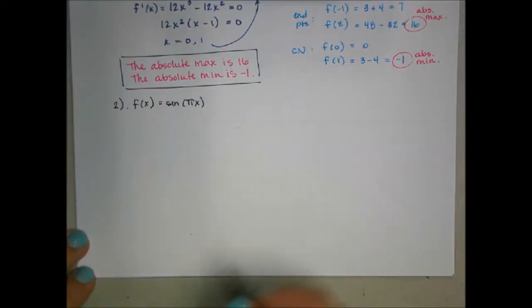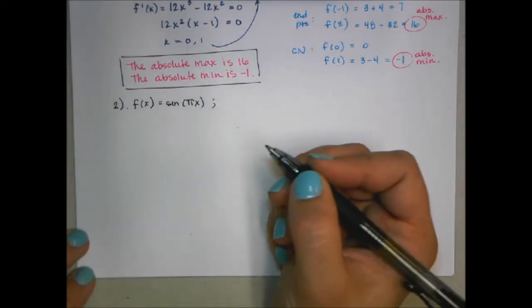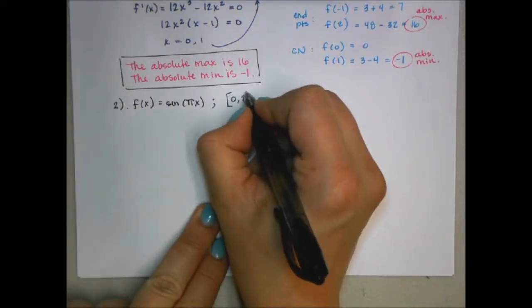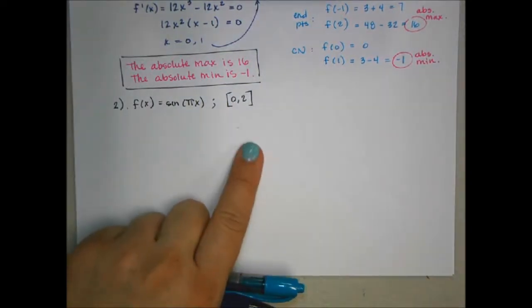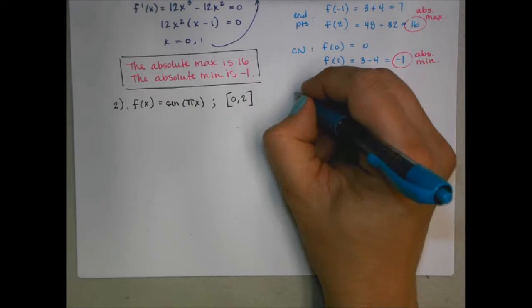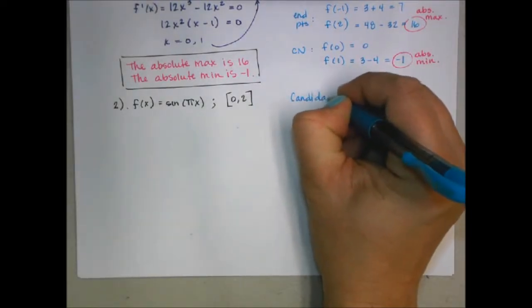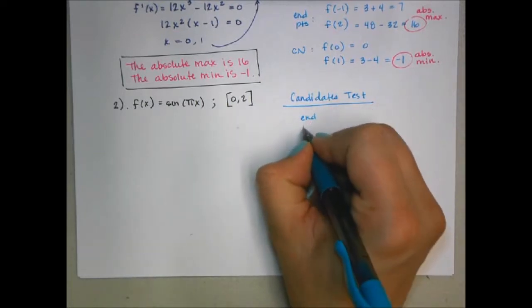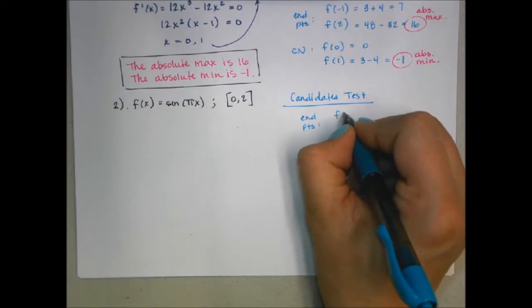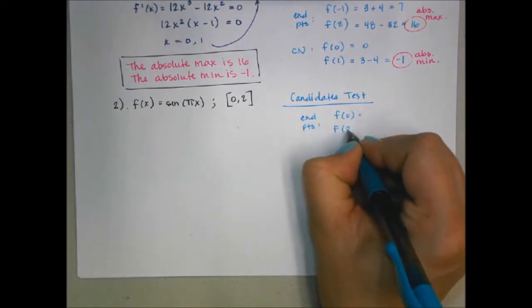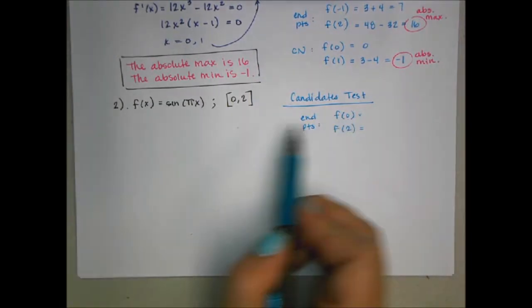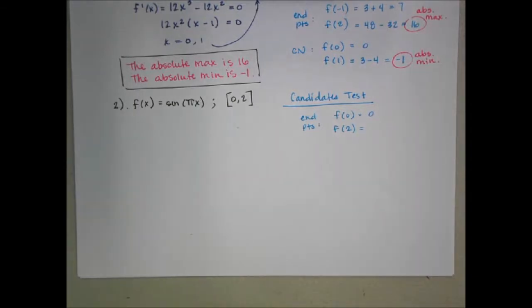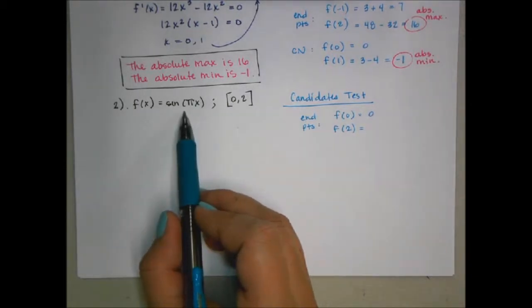We have sine pi x. Now sine is a continuous function for all reals, so we are going to be dealing on a closed interval, 0 to 2. So those are my endpoints that I do need to test. We're going to do f of 0 and f of 2. Plugging 0 into our function, sine of 0 is 0. And plugging in 2, we get sine of 2 pi, also 0.